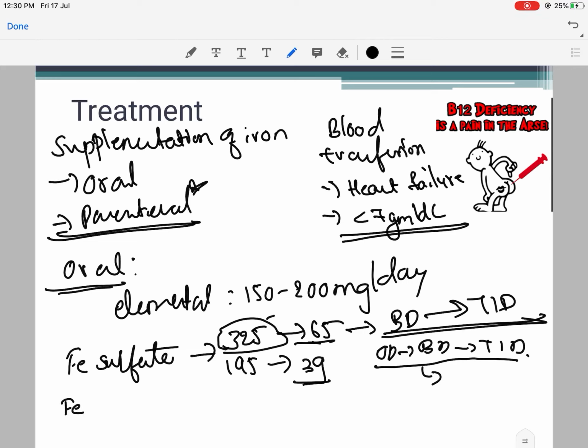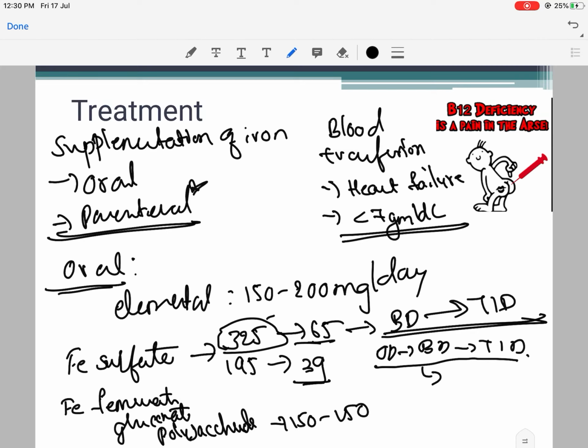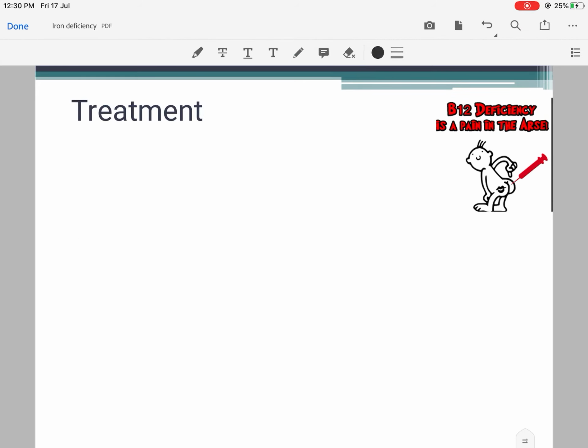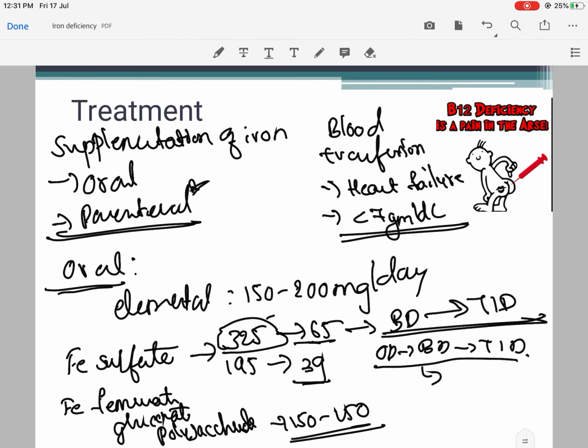The other iron preparations available are ferrous fumarate, gluconate, or polysaccharide iron. Polysaccharide is the best form because a 150 dose gives 150 elemental iron, and gastric complaints with this are observed to be less. However, there are no conclusive studies showing benefit of polysaccharide iron over ferrous iron, but polysaccharide iron, which is available as Ferrizome tablet, is really better in clinical practice.